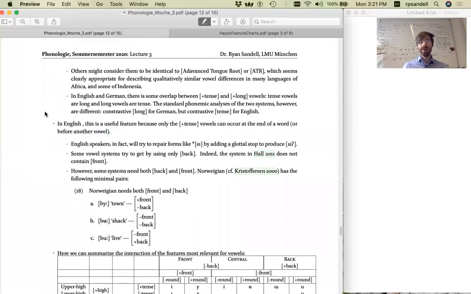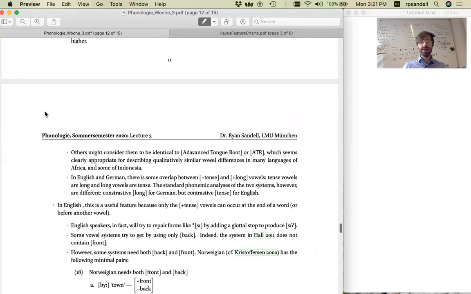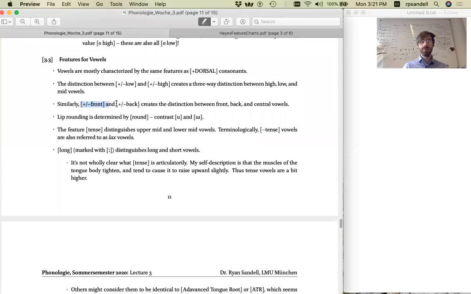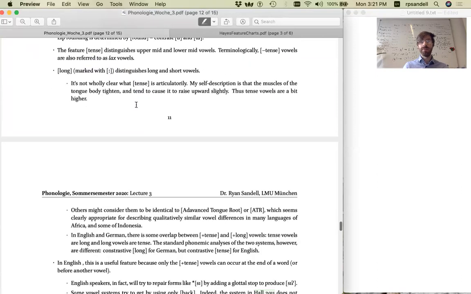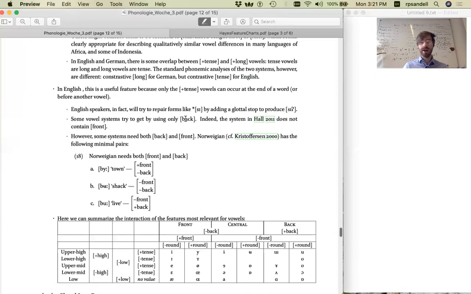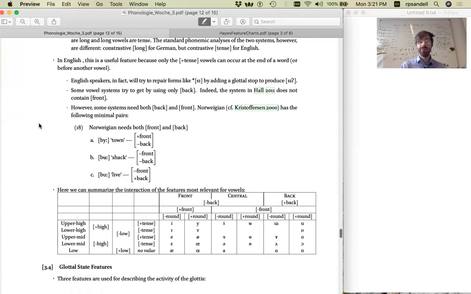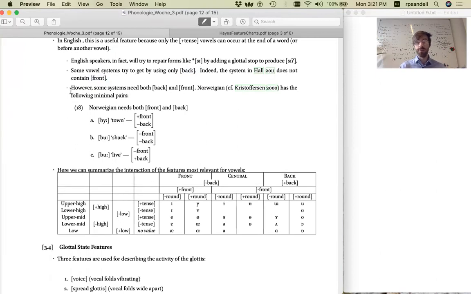Notice that in our system, in terms of frontness and backness, we use both the features front and back. Some feature systems try to use the feature back alone. So for instance, in Hall's textbook, as opposed to Hayes, the feature front is not present. But it does look like there are some languages that do have a sufficient number of phonemic contrasts in order to need both the features back and front.